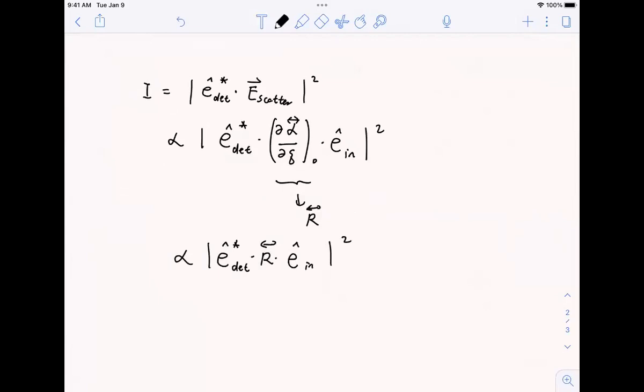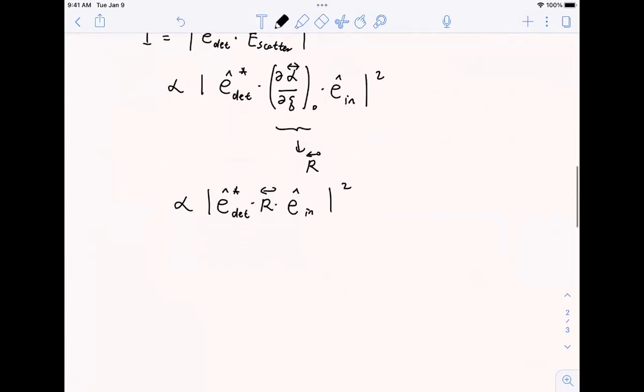So this determines the Raman selection rule. R follows the symmetry of the vibration mode.